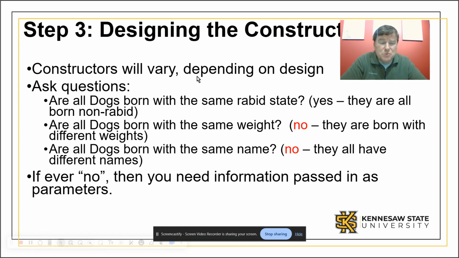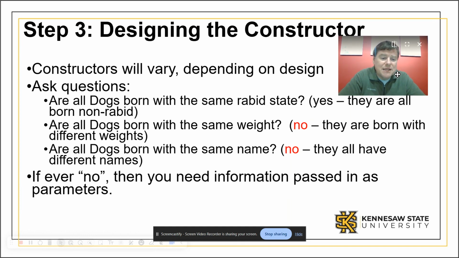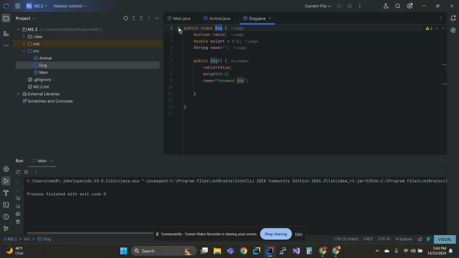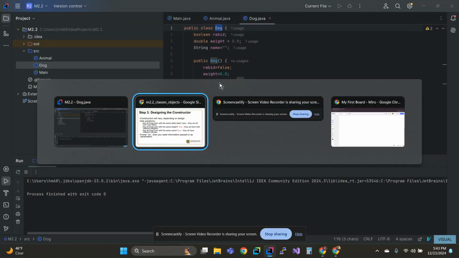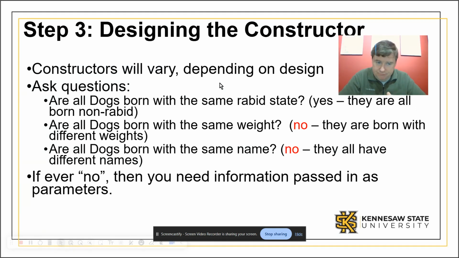So now the question is, what are you doing with these constructors? Well, generally the main thing that you're doing with them is you're deciding what values you want to set all of the attributes to. In this case, we have three attributes. We have rabbit, because that's the first thing you think of with a dog. We have weight, and we have name. And so the three of those are getting set in my constructor to some value that is reasonable. Thus, when I create my first dog, they will not be rabbit, they will have a weight of 0, and they will have a name of unnamed dog, which is how it's supposed to be.